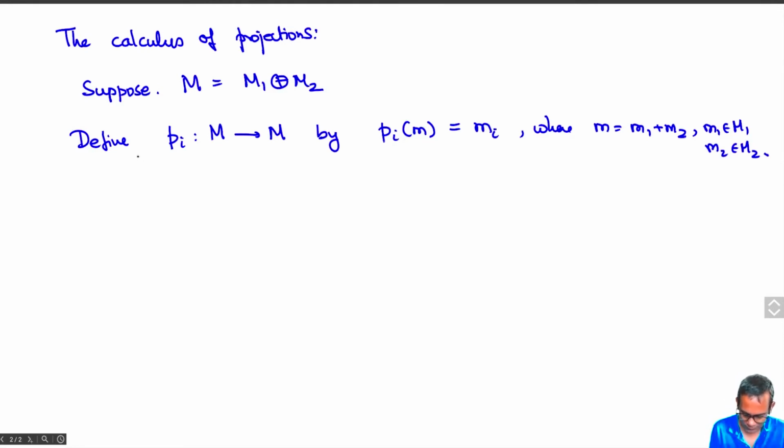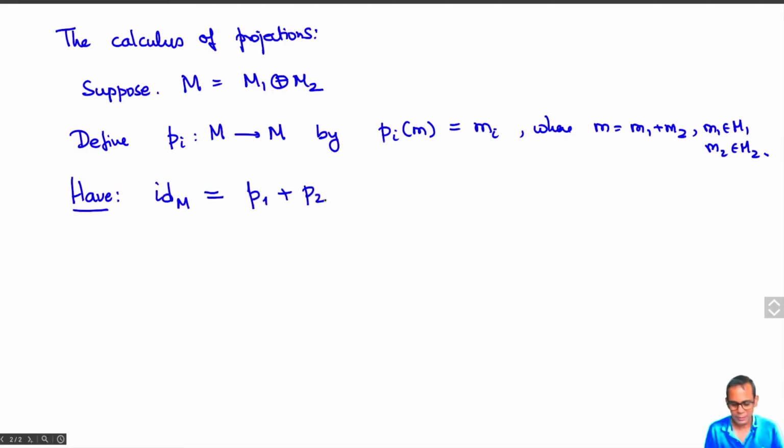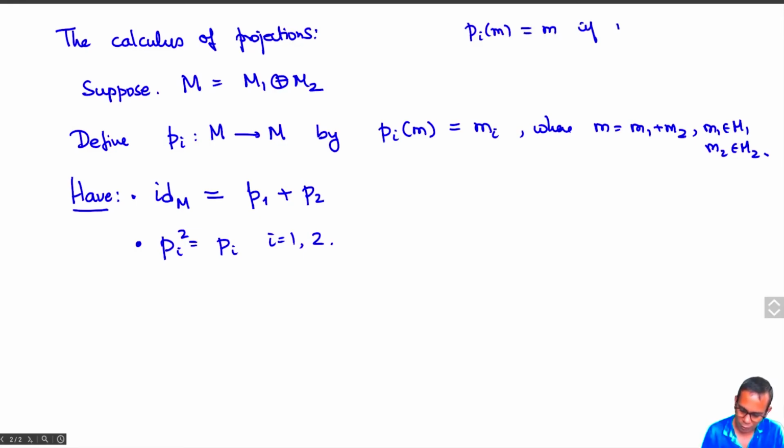Then we have the following properties of these maps. You have the identity map of M, which goes from M to M. This is equal to P1 plus P2. That's easy to see because M is M1 plus M2. So P1 of m plus P2 of m is actually equal to m, which is the identity map applied to m. The second property is that Pi squared is equal to Pi for i equals 1, 2. Each of these Pi's is its own square because once you apply P1 of m, you already get m1, and then when you apply P1 to an element of M1, it will be written as m1 plus 0, and so it is itself. So the point is that Pi of m is equal to m if m is already in Mi, and because of that Pi squared is Pi.